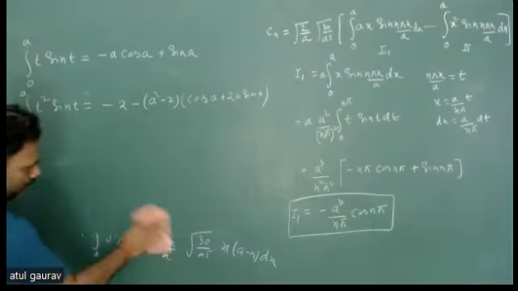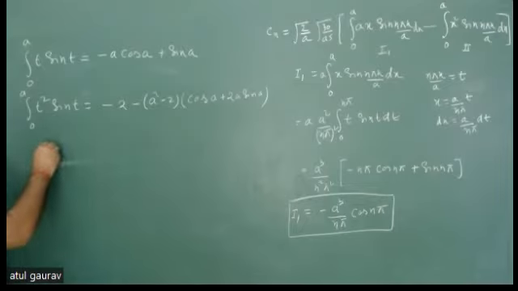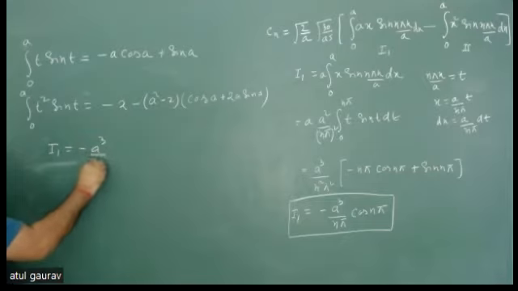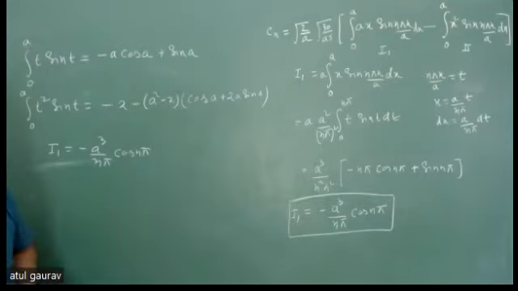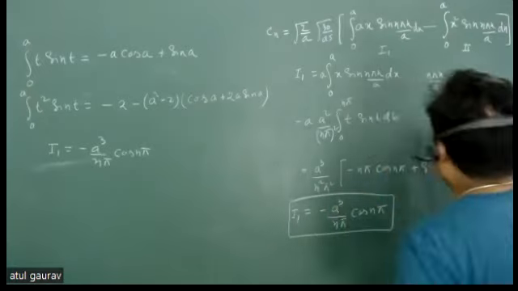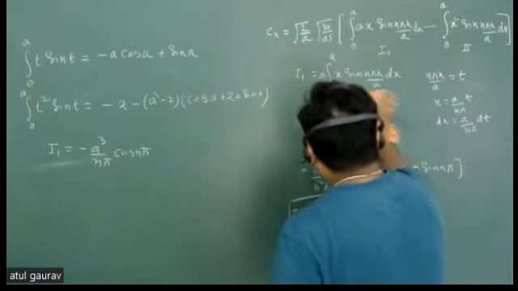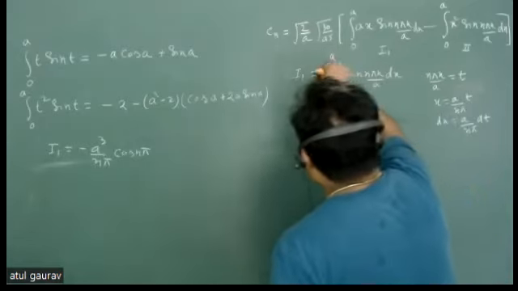So obviously I can use this space to write my I1. So what is my I1? I1 is nothing but minus a cube upon n pi cos n pi. Okay, so this is my first integration. What is my second integration? For the second integration, again I will put all this thing here, so I will just remove this particular thing.